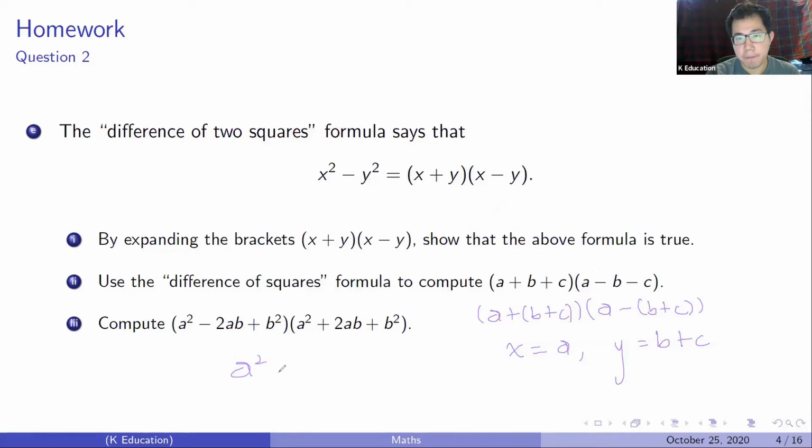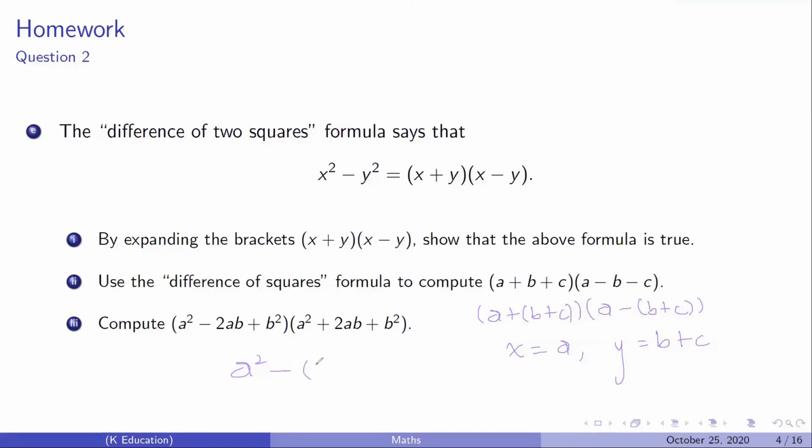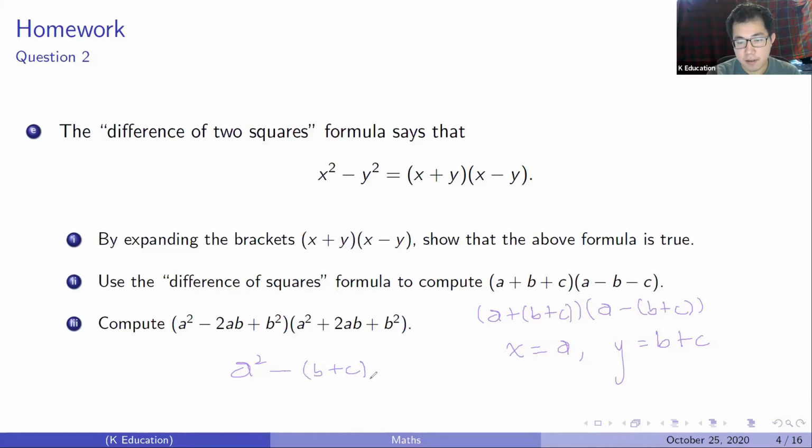Plus, minus. So it's y squared, and you said y is b plus c. So a squared minus b plus c, squared. Yeah, exactly. I'm not trying to trick you or anything. It's literally what it says.